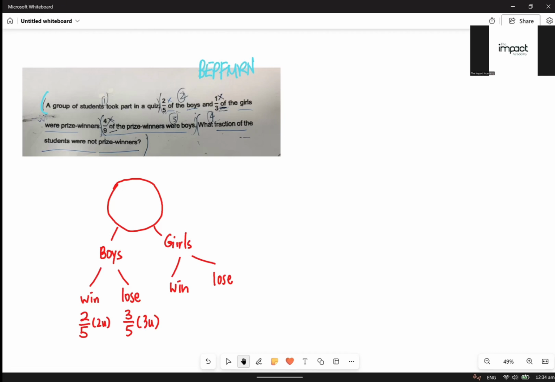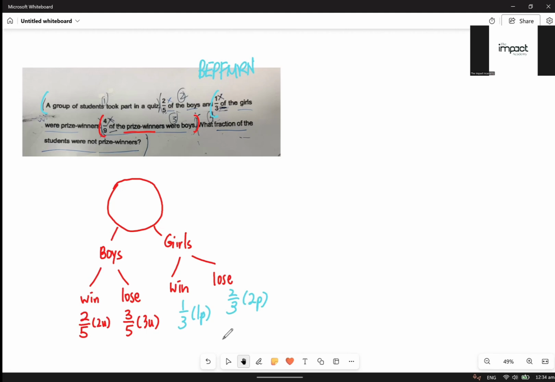What happens is that 1/3 of the girls were prize winners. So we know 1/3. This is one family. This is 2/3, which is one family. Girls is one family. You get what I'm trying to say? Then I moved on and I realized the question gets a bit odd, right? Why? Because the question went on to say what? 4/9 of the prize winners were boys. So what are they trying to tell you here?